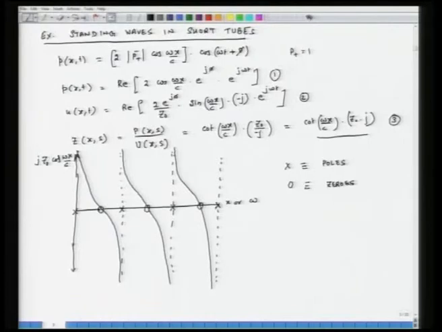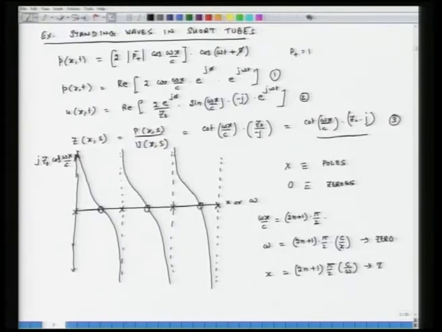The condition for zeros is when omega x over c equals (2n plus 1) times pi over 2. If x is fixed, then when omega equals (2n plus 1) times pi over 2 times c over x, I get a zero. Or if I keep omega fixed, then again the condition would be x equals (2n plus 1) times pi over 2 times c over omega. This is the condition for a zero.